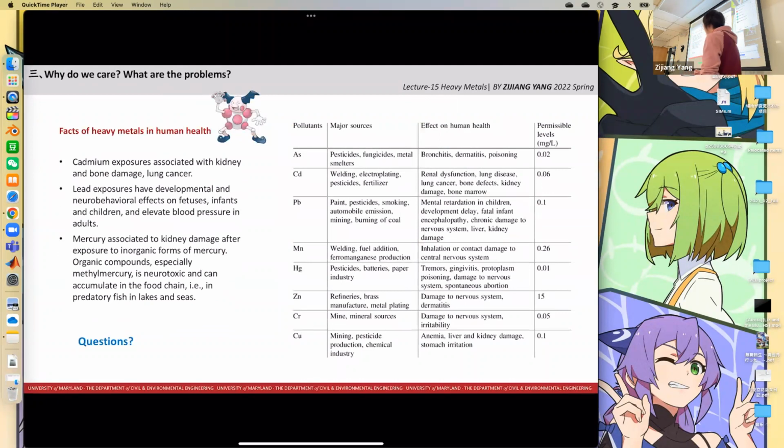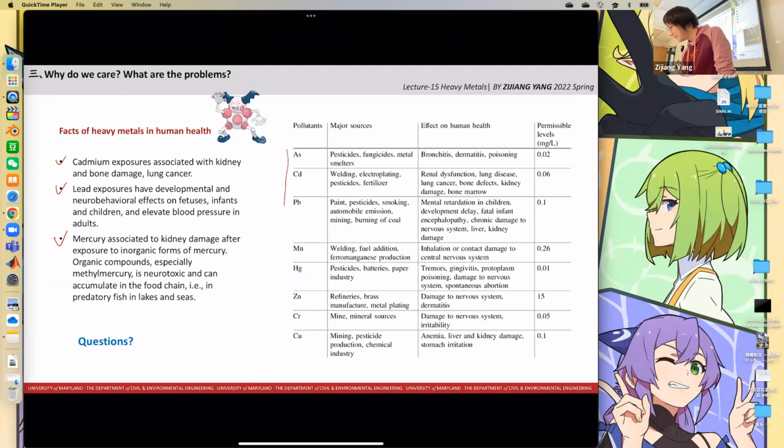And the next one is about heavy metals and our health. Here are just some facts. Cadmium exposure is associated with kidney and bone damage and lung cancer. Lead exposure has developmental and neurobehavioral effects on fetuses, infants, and children, and elevates blood pressure in adults. And we also have some adverse effects of mercury.